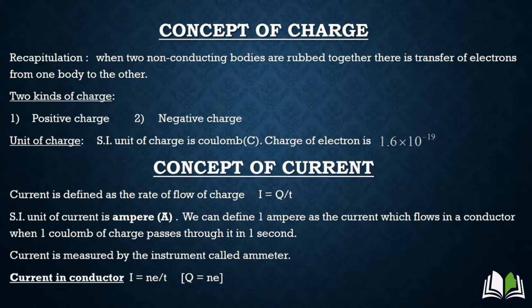Now the flow of current. As we all know, in metals there are various free electrons. So if there are n number of electrons in a metal and if e be the charge of the electron, then the total charge of the metal or the conductor is Q = n × e. So as we all know, I = Q/t. Then the formula will be I = n × e / t, where t is the time.